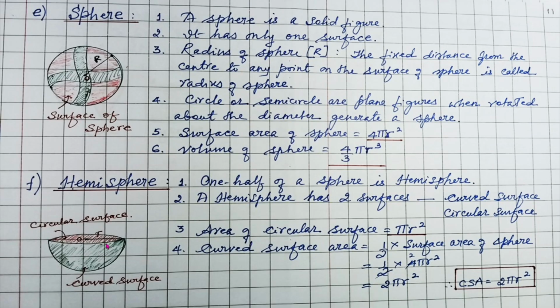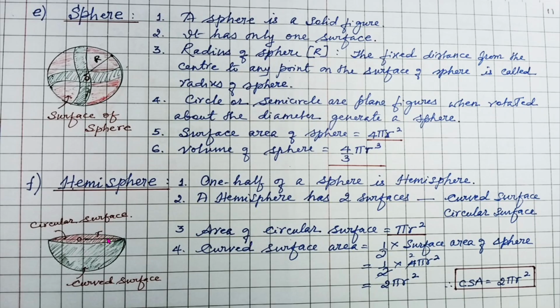Now if you want to find out the total area of this hemisphere, then find the area of the circular surface, that is the area of a circle, that is pi r square, and the curved surface area is 1/2 of the surface area of a sphere, and that is half of 4 pi r square, that is 2 pi r square. So please remember the total surface area of a hemisphere is the area of the circular surface, that is pi r square, plus the area of the curved surface, that is 2 pi r square. So 2 pi r square plus pi r square is 3 pi r square.